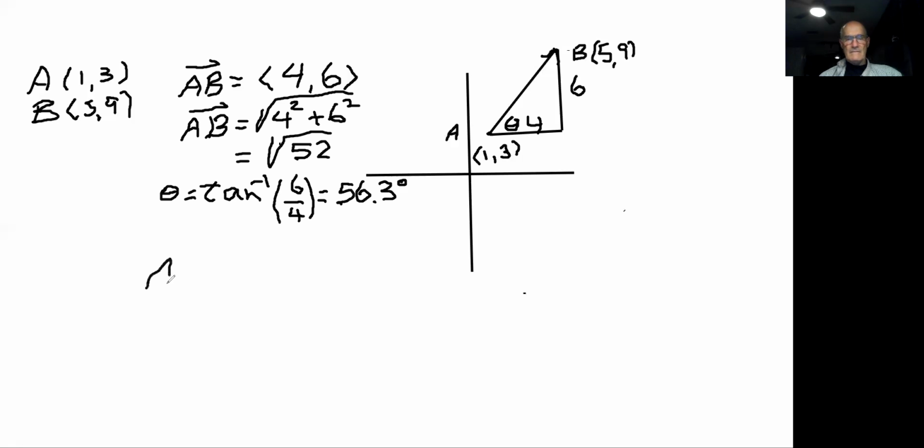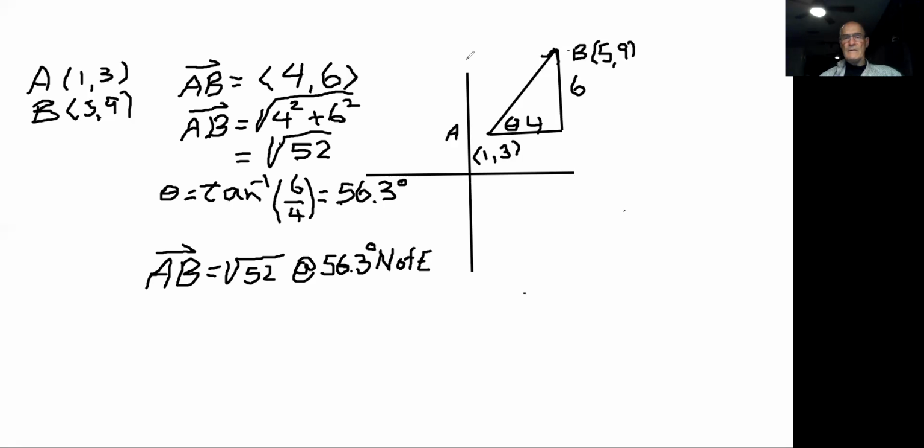So I can write vector AB. I can say vector AB is equal to square root of 52, which would be 2 square root of 13 if we want to simplify it, at 56.3 degrees north of east. So I do a north of east because the vector is going on the north side.